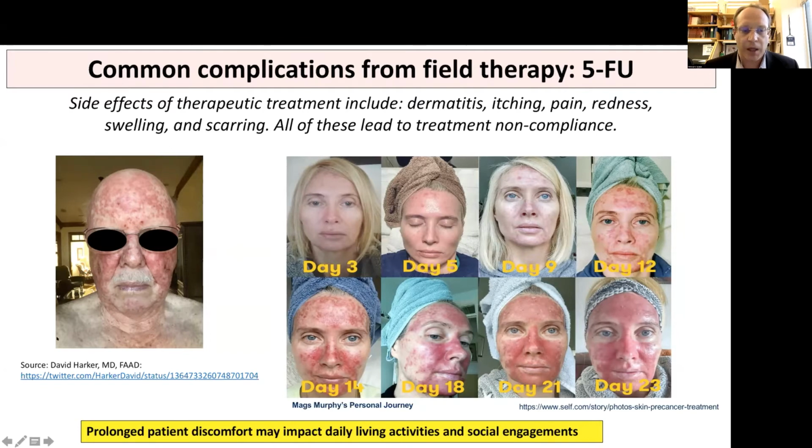So if we look at this gentleman on the left who had 5-FU therapy, we see the degree of redness all over the face. On the right, we follow a woman from day 3 all the way to day 23. And look at the degree of redness and swelling on the face at day 23. I think that this progression really speaks to the fact that some topical therapies for actinic keratoses can have a prolonged patient discomfort, a prolonged impact on their ability to perform daily activities, whether it's go to work, hang out with family, go to social engagements. And I think this is an important aspect of treatment of actinic keratoses that we have to understand in dermatology.